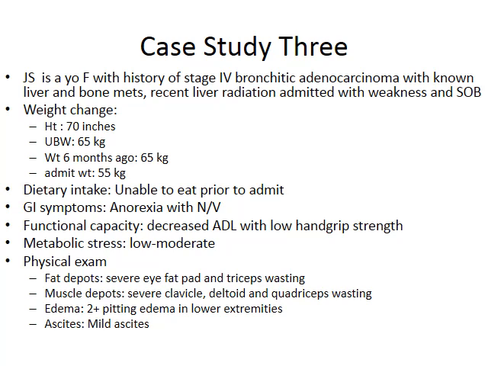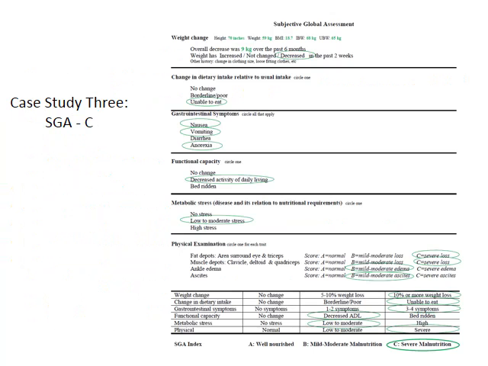The patient is unable to eat prior to admission, and GI symptoms are anorexia with nausea and vomiting. The patient has decreased ADLs with low hand grip strength, and physical exam reveals severe fat and tricep wasting, severe clavicle, deltoid and quadricep wasting with 2+ pitting edema and mild ascites. In this example, each of the components of the SGA point towards severe malnutrition.